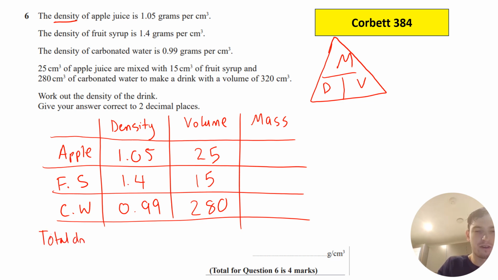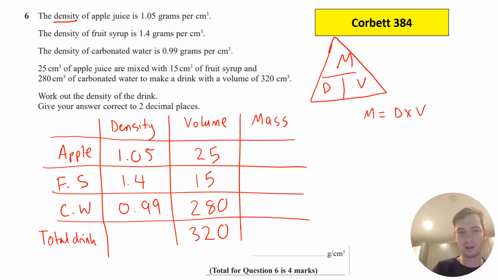That's going to be really important. So the total drink, well, I can add up the volume, which is 320, even tells me in the question, but I cannot add up the density. So in order to proceed, I think I need to work out the mass. And using my triangle, I know that mass is density times volume. So let's work out the mass for each of these 3 drinks.